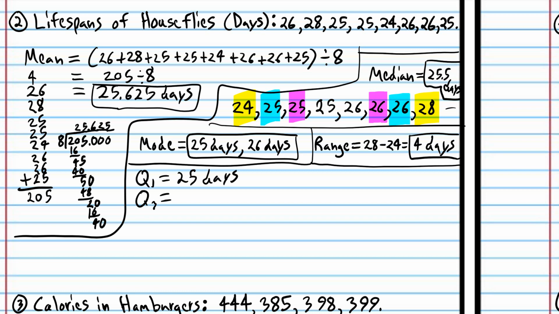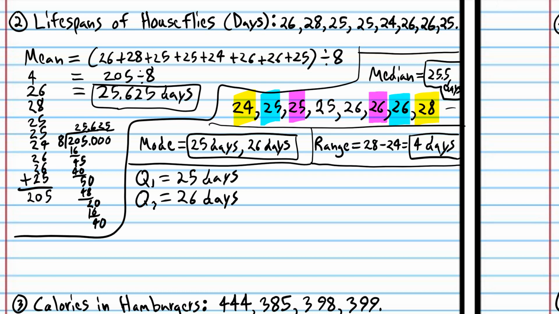Now we're going to do the same thing with the 26s here, because this is the second half of the data. The middle is somewhere here. We have to find the mean of these 2 numbers, add them up, divide by 2, and you get just 26 days. You can do that if you want, but when these numbers are the same, if you find the mean of the 2 numbers, it's just going to be the number itself.